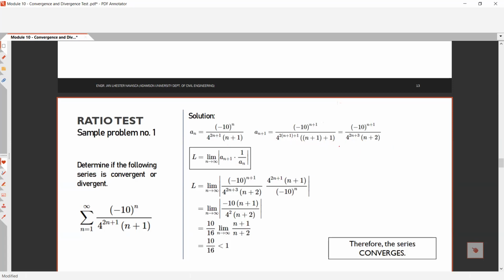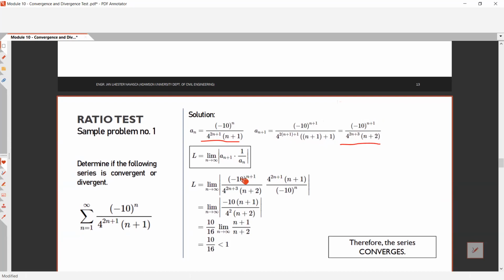Okay, so this will be our a sub n plus 1 and this will be our a sub n. So taking the ratio of our a sub n plus 1 divided by the a sub n. Okay, so that therefore we have negative 10 over n plus 1 over 4 to the 2n plus 3 times n plus 2, then multiplied by 1 over a sub n. Okay, so a sub n is this one, so it gets reciprocated, that is 4 raised to 2n plus 1 multiplied by n plus 1 over negative 10 raised to n.